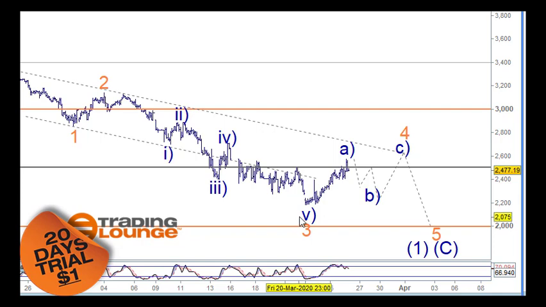There's a bit of an issue, which may not be so on the cash market. So then we would look at this as an A and a B and a C wave here, and then down for wave 5 here.